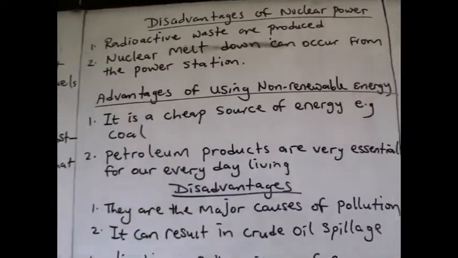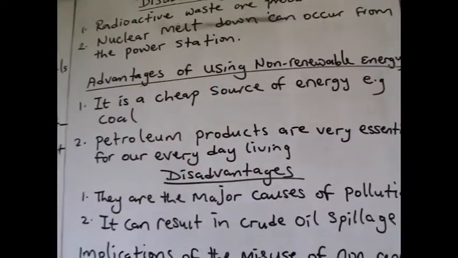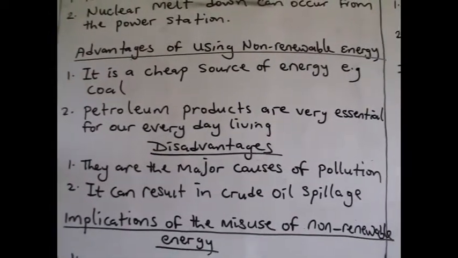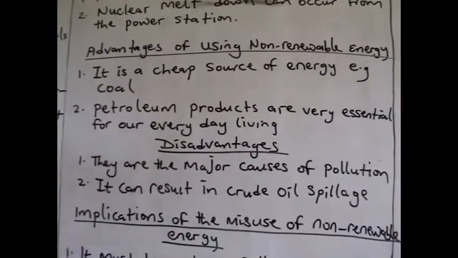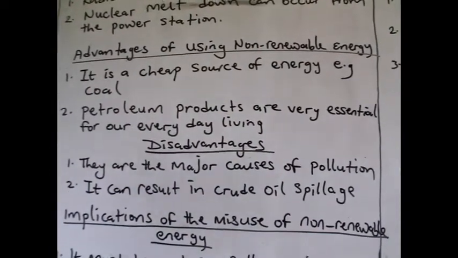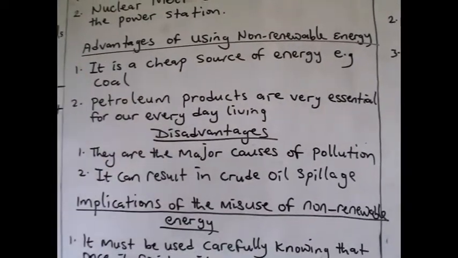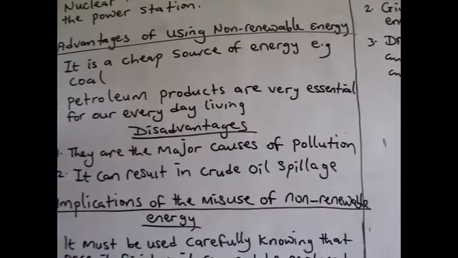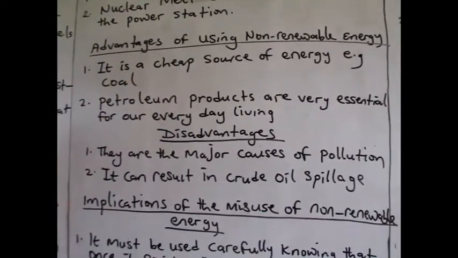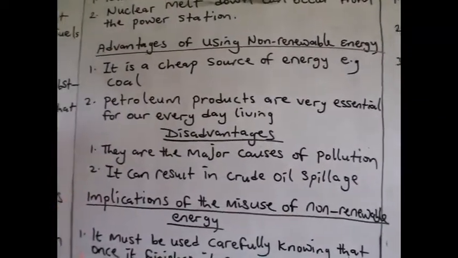Now let's look at advantages of non-renewable energy. Because everything in life has two phases. There's a positive phase and there's a negative phase. Now let's look at the advantages of using non-renewable energy. One, it is cheap. It is a cheap source of energy. I told you about coal. You just dig the earth and get out those things, and they can be used for making coal tar and roads. They can be used in generating electricity. They can be used in various ways. They are just cheap.